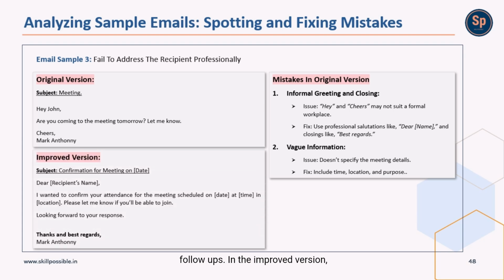In the improved version, the subject line clearly states the purpose of the email. The greeting and closing are professional, and the body provides all the necessary meeting details. The message is clear, polite, and easy for the recipient to respond to. This example highlights how small changes in tone and clarity can make your emails more professional and effective.